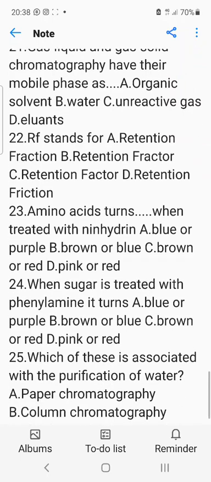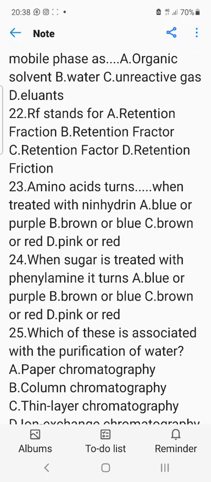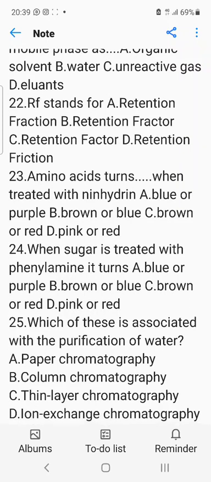Number 22. RF stands for, is it retention fraction, retention factor, or retention friction? The answer is C, retention factor.